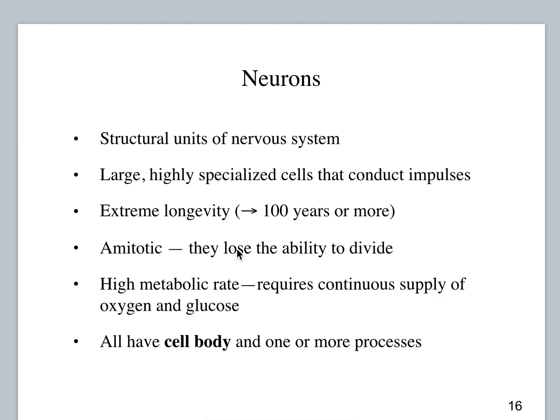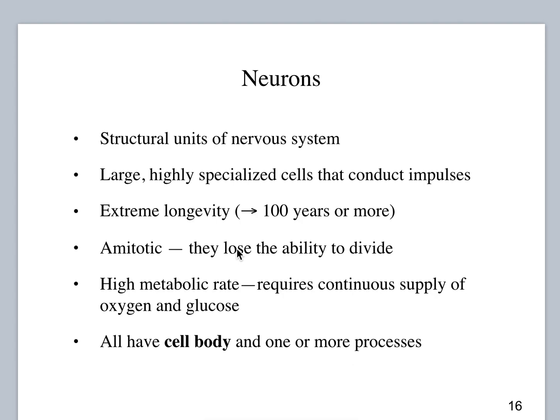Now let's look at neurons themselves. The neuron is the structural unit of the nervous system. These are cells that are specialized to conduct impulses. They conduct electrical impulses from one place to another. They have very long longevity. They live the lifespan of the person that they're found in, so they can live 100 years or more.